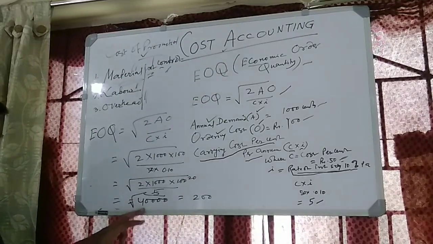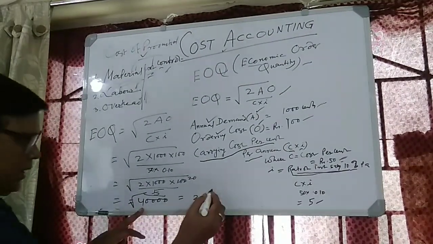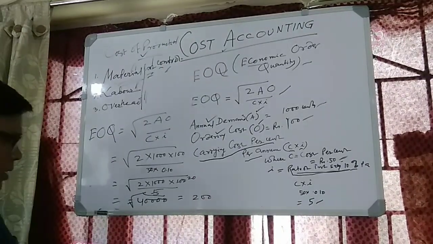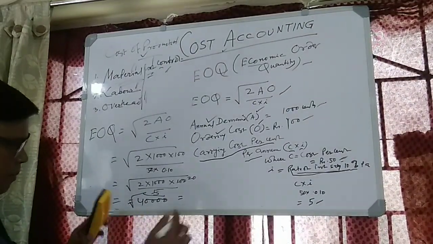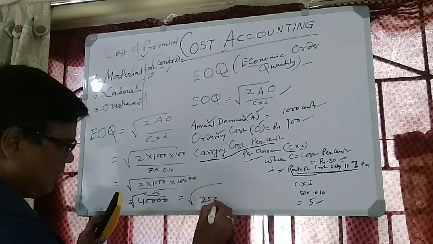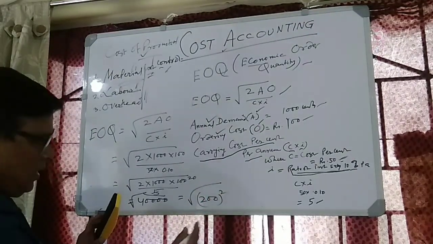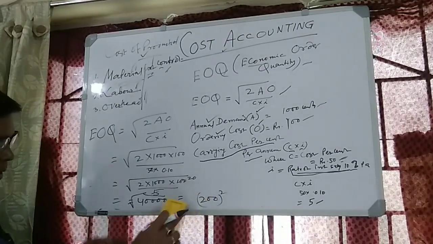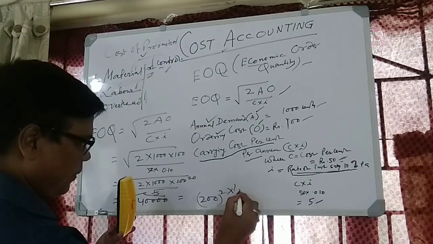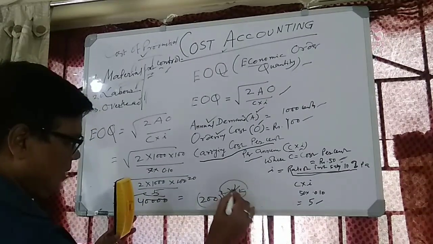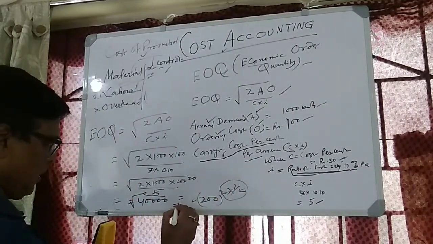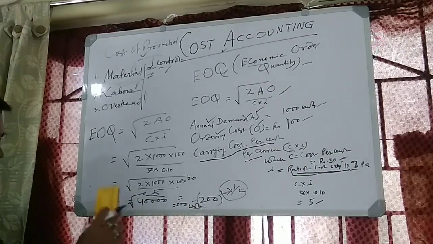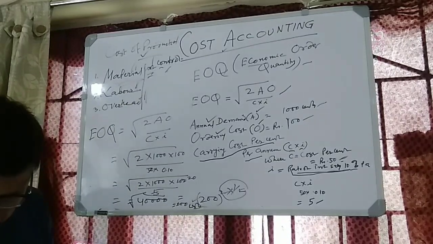So how does this come? You know the square root can be taken at a time. 40,000 means the square root of 200 squared. Square root means power of half, so 2 into half, both cancel, and then you get 200. So 200 units will be your economic order quantity. In this case, your economic order quantity will be 200.